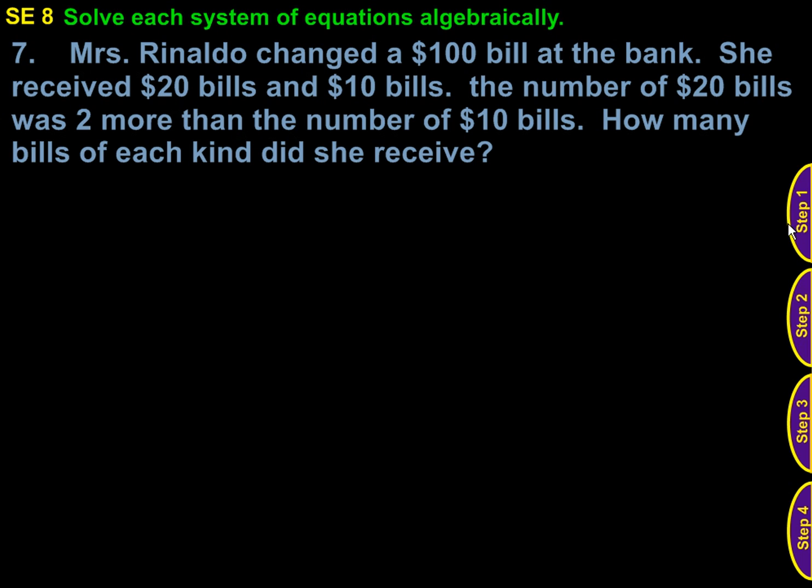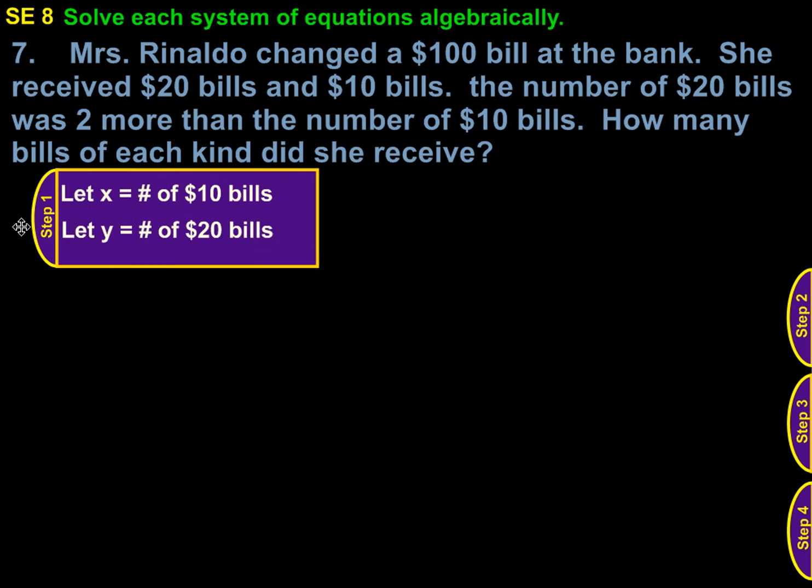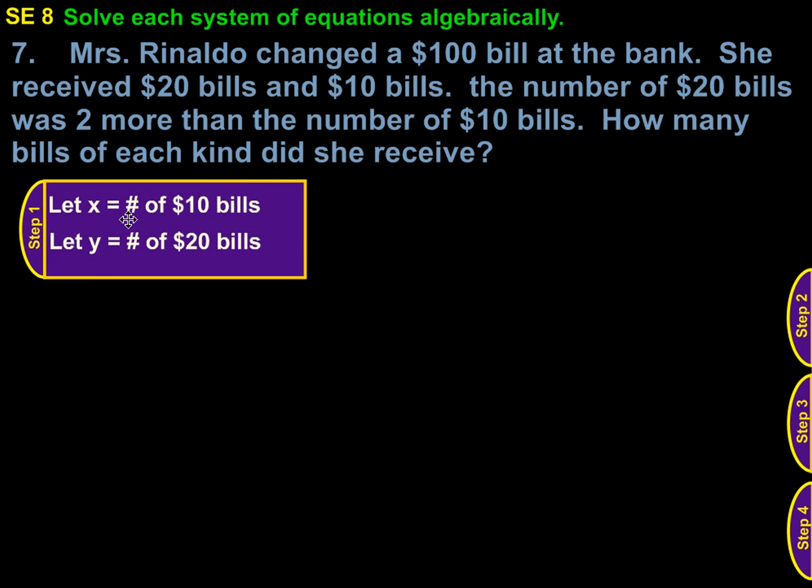Okay, once again, start by creating some let statements. So I'm going to let X equal the number of $10 bills, and I'm going to let Y equal the number of $20 bills. I could have used any letters for the let statements, but I chose to use X and Y.